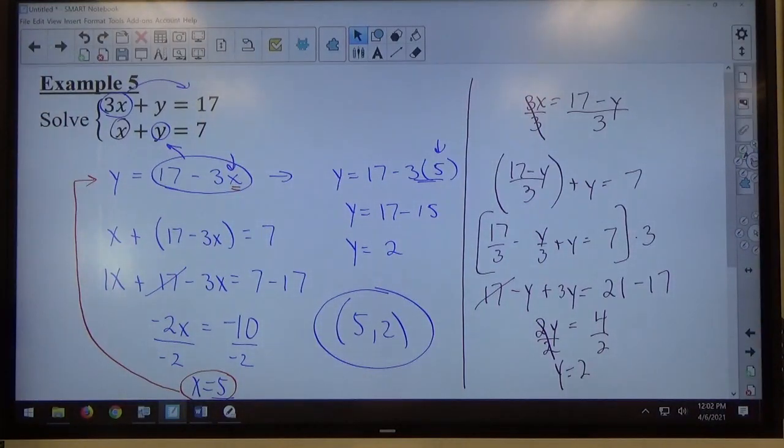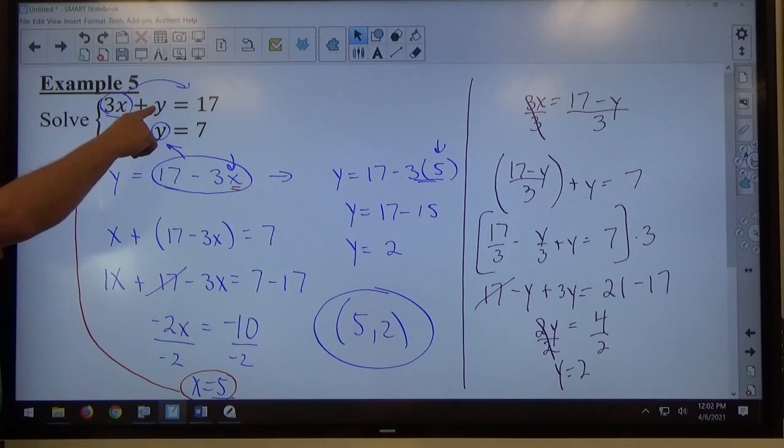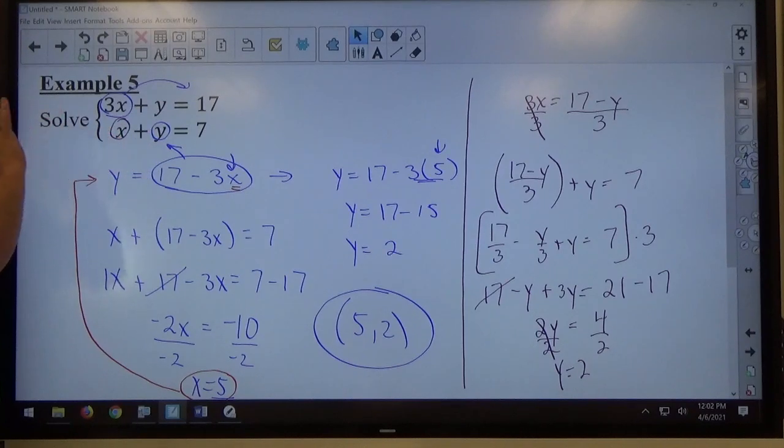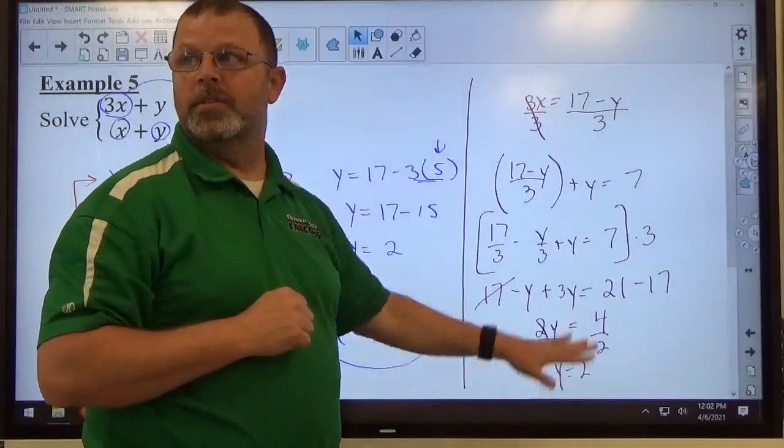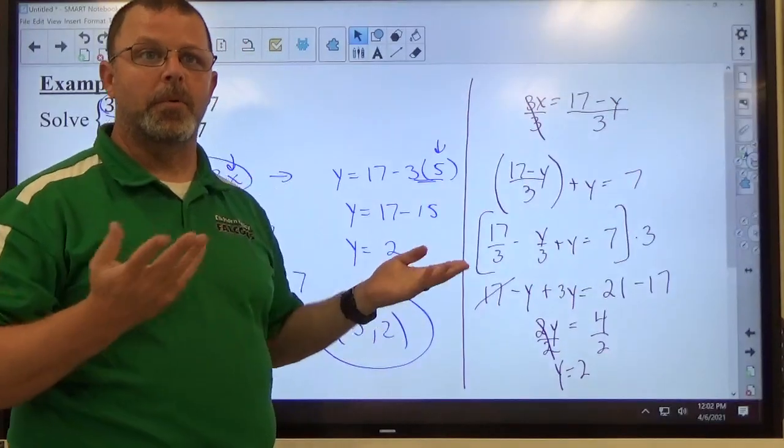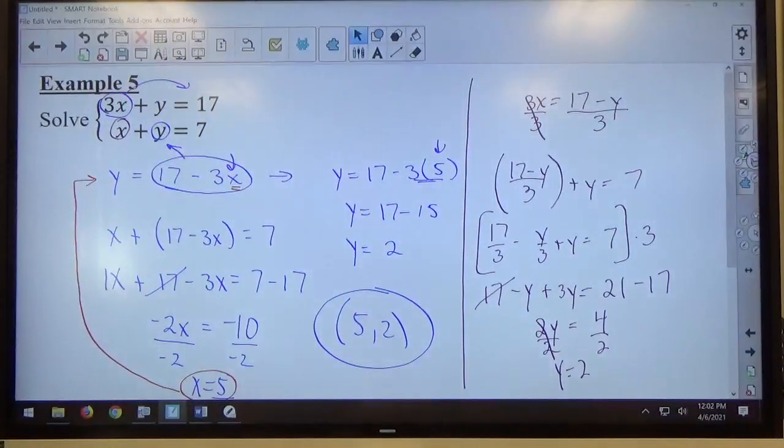But if I'm going to use substitution, if I make the decision I want to do substitution, look for a coefficient of 1. 1y, 1y, 1x. Get that to equal everything else. That creates the easiest problem possible. Going for the one with not a 1 in front still works, it's just not as pleasant getting the answer. It's a little bit more challenging, so we're trying to avoid challenge whenever possible. That's what I want you to consider.